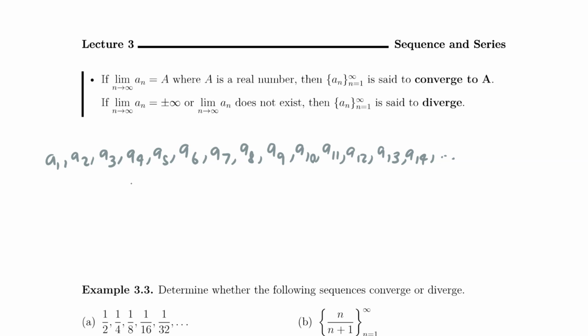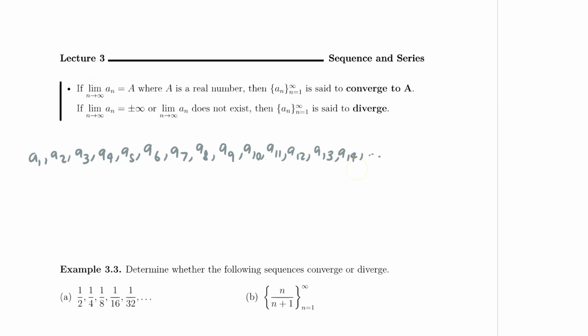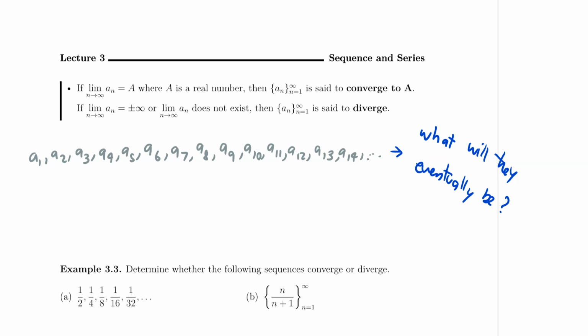Maybe I don't have to care about all these numbers individually, but we can ask questions like: we know we have an infinitely long list of numbers, but what will they eventually be? What will they eventually become? This is called the limit of a sequence.